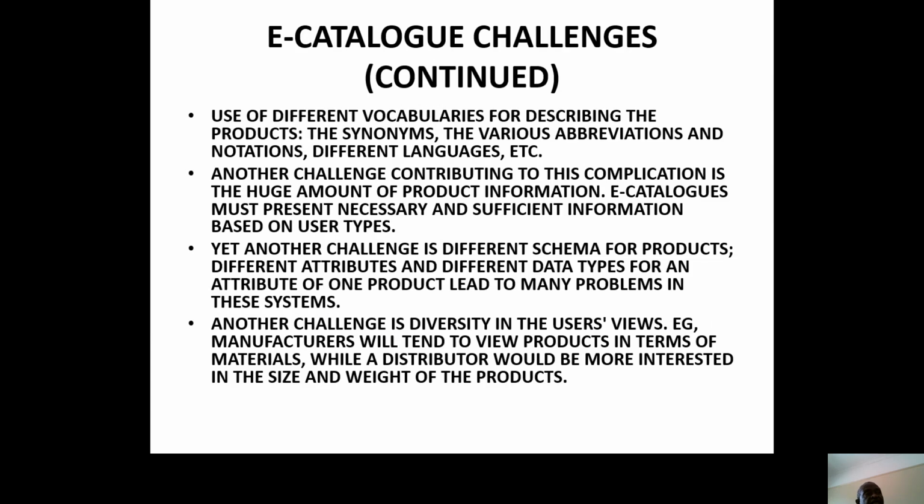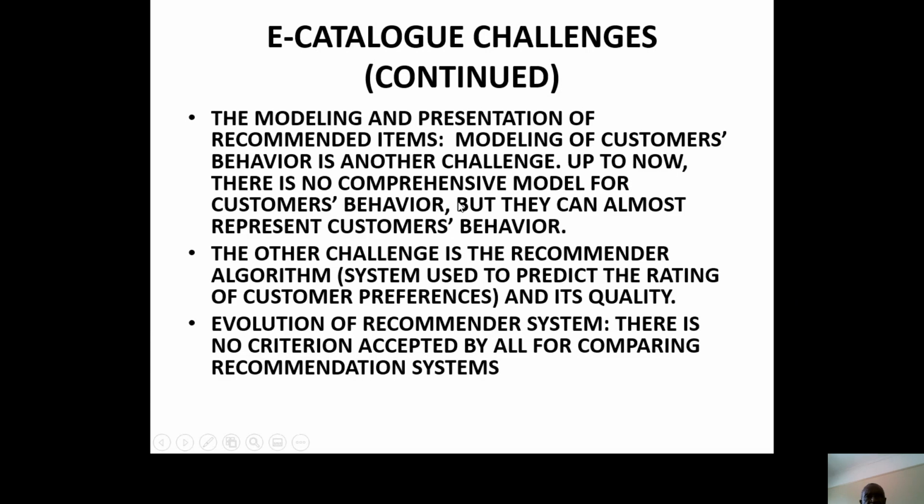What it means in Zimbabwe is very different from what it means even in Nigeria. So those differences make it very difficult. Modeling presentation of recommended items. Modeling. Just think of that catalog which you view when you are looking at the Japanese cards.